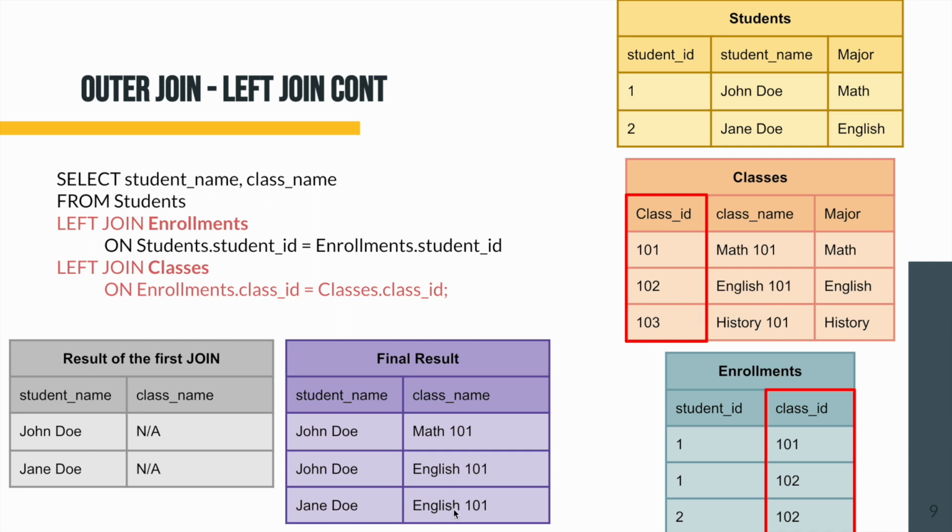So basically what I got is everything here, 3 rows, because that's what I was looking for, and then matched it to get the class name and the student name.